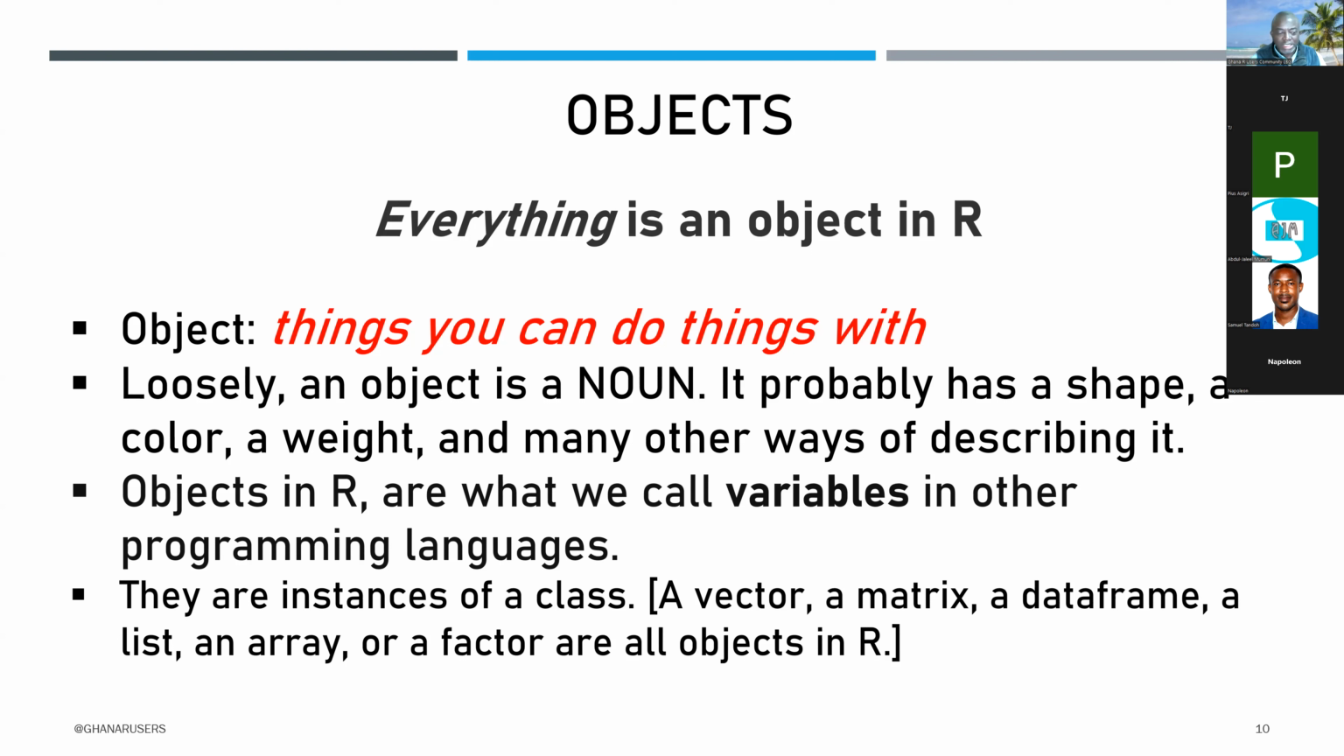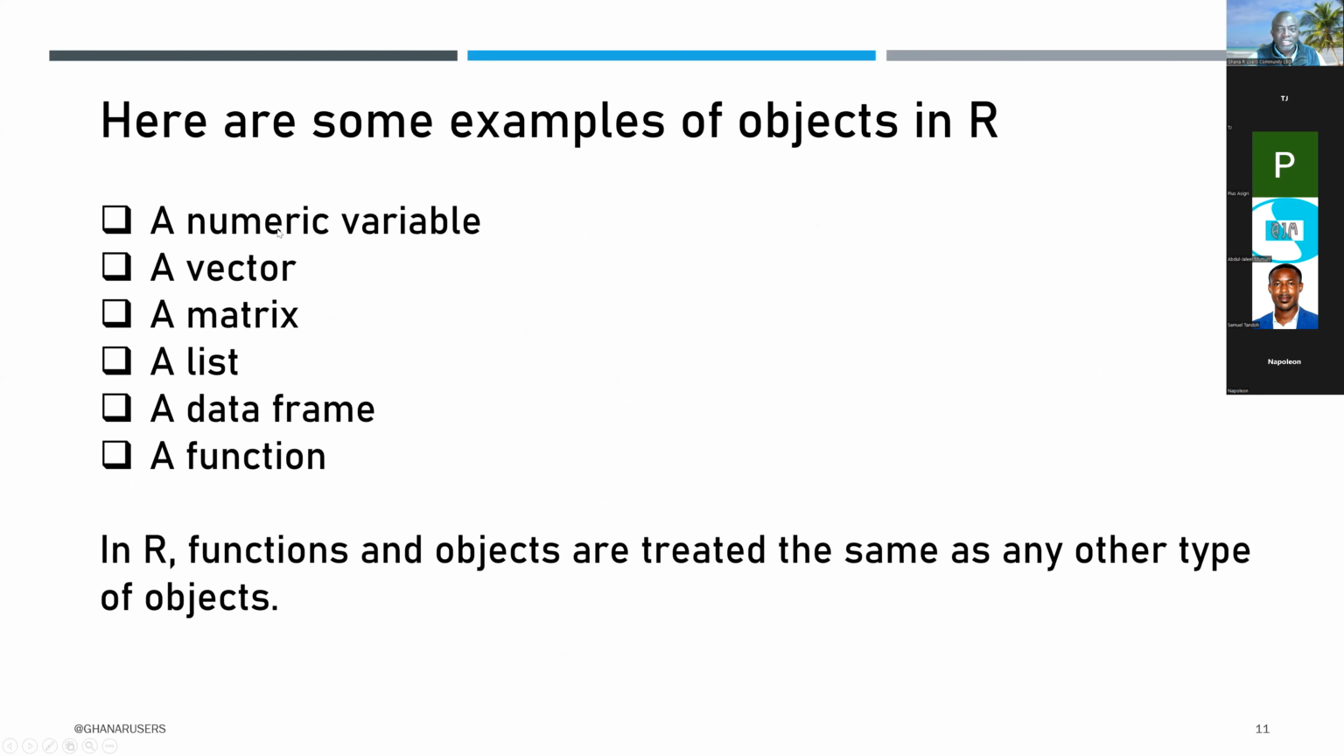Eventually we will see that R belongs to the programming languages that use object-oriented programming. But R goes beyond that. Some of the instances of objects that we have in R are a vector, a matrix, a data frame, a list, an array, a factor. As we go along, we'll see what all these mean. So the whole of the lecture for today is just about the objects in R. Examples of objects, as I mentioned earlier: a numeric variable is an object, 2 is an object, a vector, a matrix, a list, a data frame, and a function.